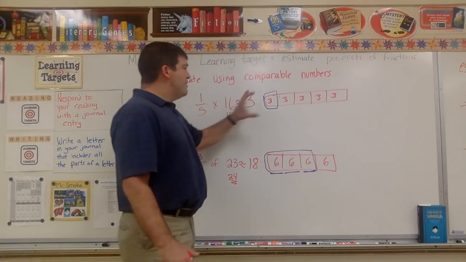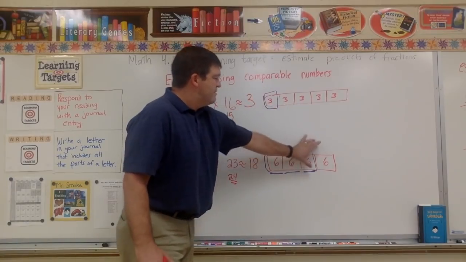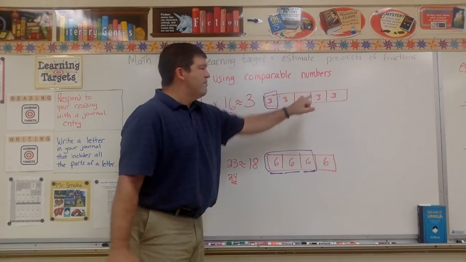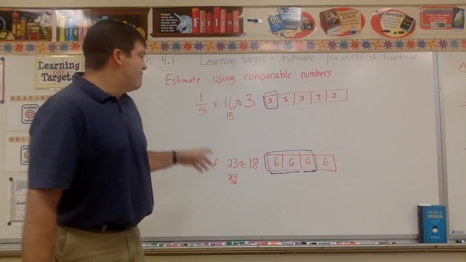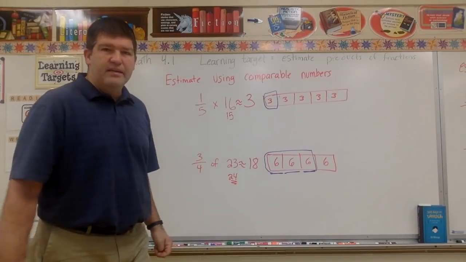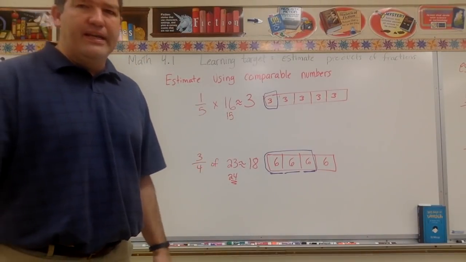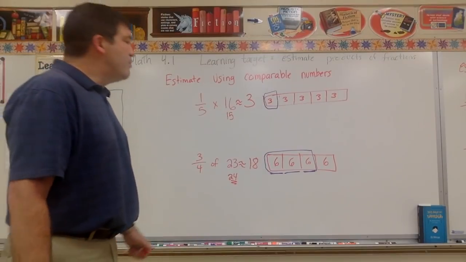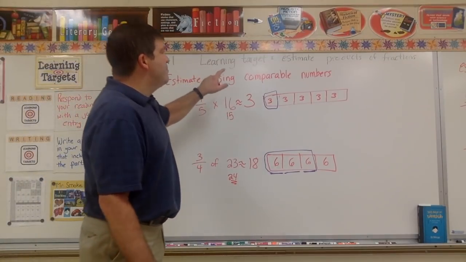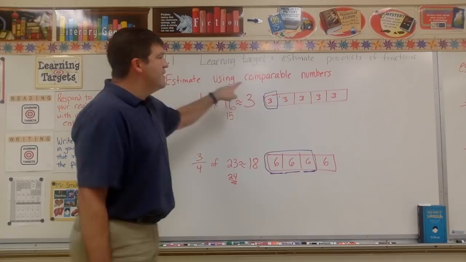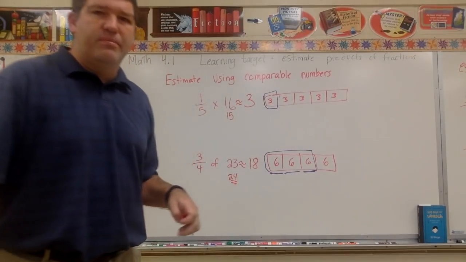All right? If you get it down to this little graph here, able to get the numbers evenly in each, and then you can figure out how many parts you need, and you should be able to get your answer. Okay? So that's one method. That's estimating products of fractions using comparable numbers, close numbers.